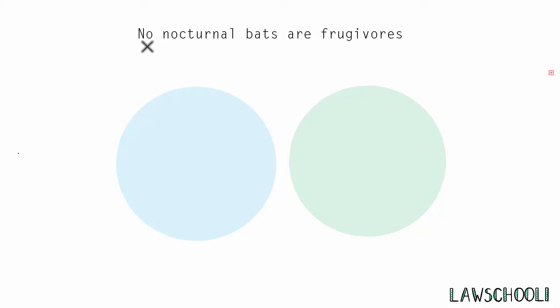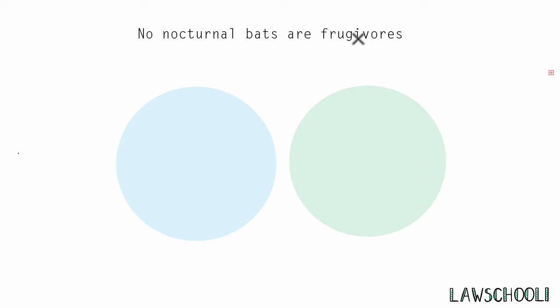Okay, now we arrive at the last type of quantifier statement that we're going to look at, and these are none statements. So an example here is "No nocturnal bats are frugivores." And none statements just tell you that there's no overlap between two categories. So, no X are Y.